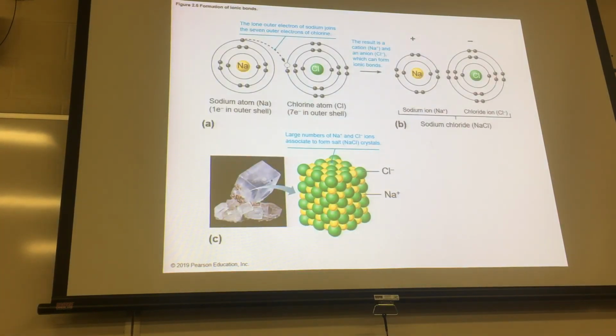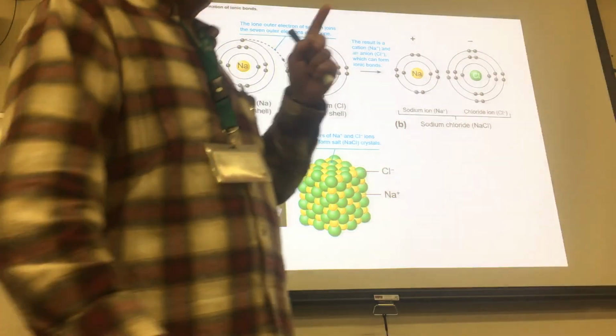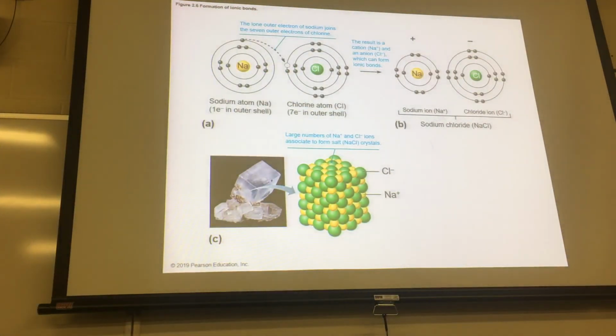So this is showing you a nice example of sodium chloride, table salt. Each one in their own existence is volatile as hell. Sodium by itself, you take a chunk of sodium and just toss it in water, it'll explode. Chlorine in its gas form will kill you. Put them together and you can ingest them. Kind of weird, isn't it? Because we're stabilized.